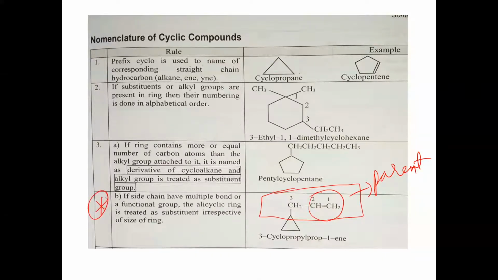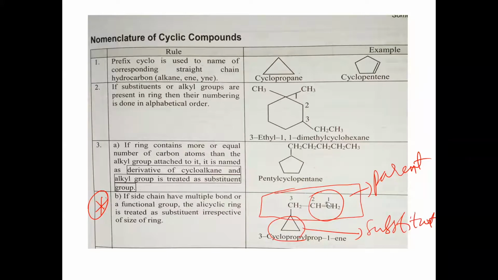Is everyone clear with this example? 3 carbon atoms in the ring, 3 carbon atoms in the chain. But in the alkyl group attached, there is a double bond. When a multiple bond or any functional group is present in the side chain, then this side chain is taken as the parent compound. And the ring acts simply as a substituent. Which substituent is it? Cyclopropyl.